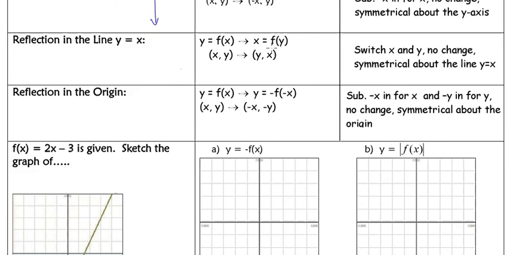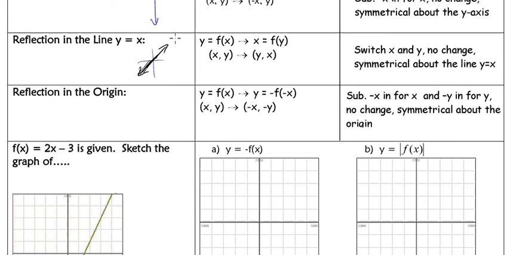All right, here we go. Now we've got reflection in the line of y equals x, which, if here's your xy coordinate plane, is y equals x right there.